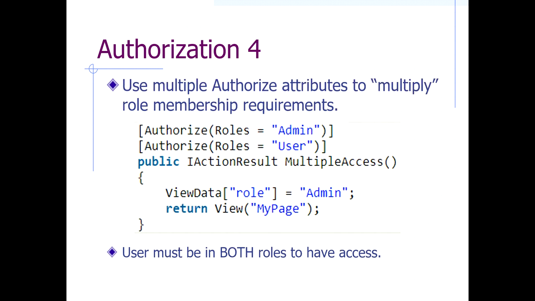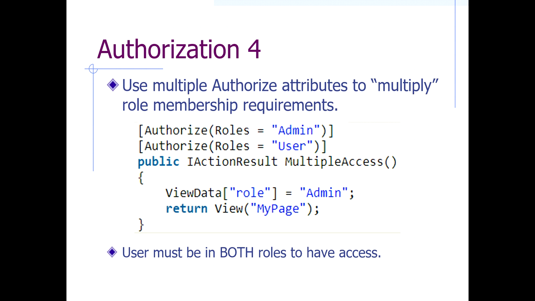And they can be any one, either or any of the ones listed. Okay. What about this situation? What if you want to say, no, they must be in both or all of the roles, right? Well, we can do that. We can do multiple authorize attributes. Instead of saying it can be in any of them, it would have to be in all of them. Or since I only have two here, they'd have to be in both roles, right?